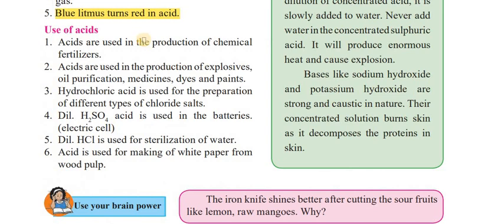Next one, the uses of acid. Acid is used in the production of chemical fertilizer. Acids are used in the production of explosives, medicine, dyes and paint. Dilute H2SO4 is used in car batteries. And last one, acid is used in making white paper from wood pulp.